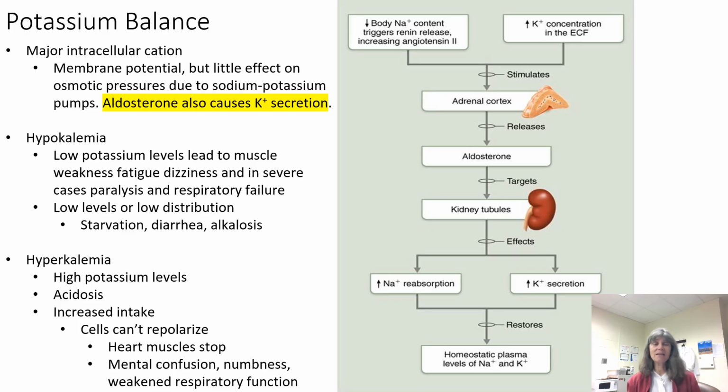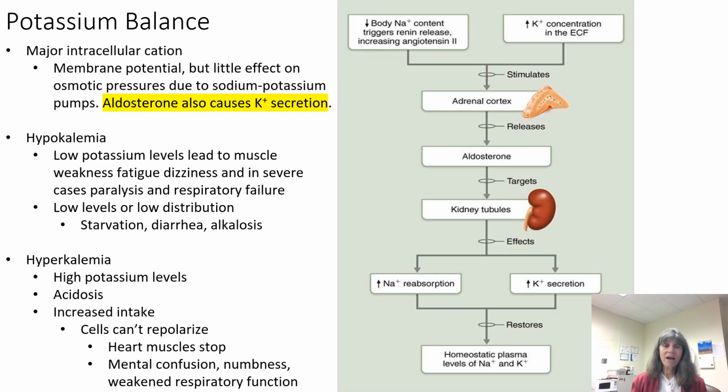In the case of hypokalemia, a condition of low blood potassium levels, it can lead to things like weakness, fatigue, dizziness. In severe cases, it can cause paralysis or respiratory failure. So low levels or low distribution of potassium could be caused by things like starvation, diarrhea, alkalosis. On the other hand, hyperkalemia is when we have high potassium levels due to acidosis or increased intake of potassium.